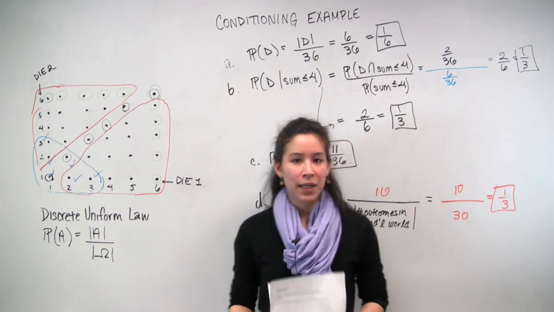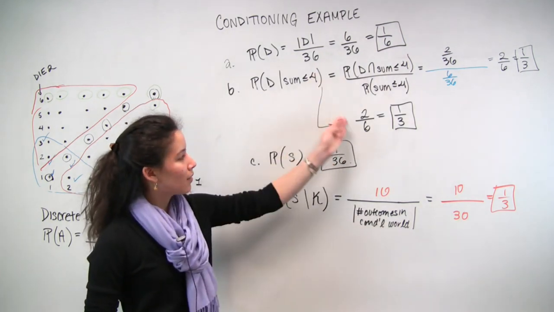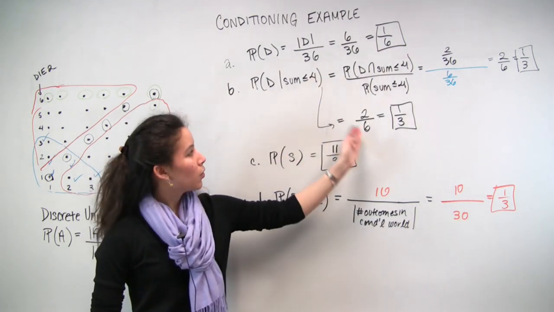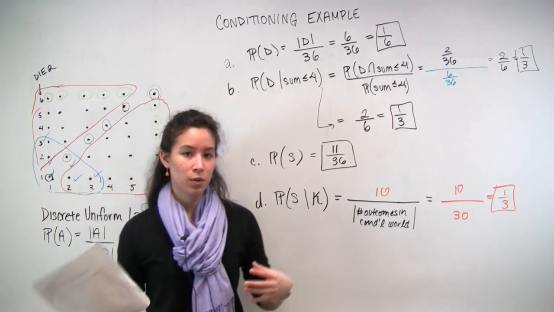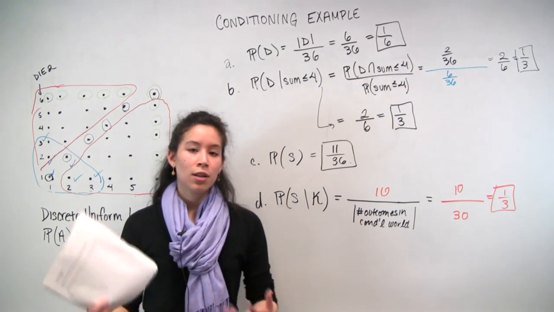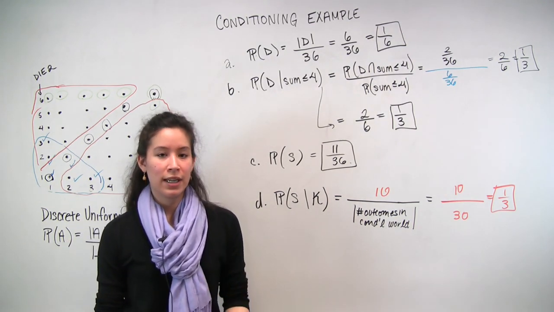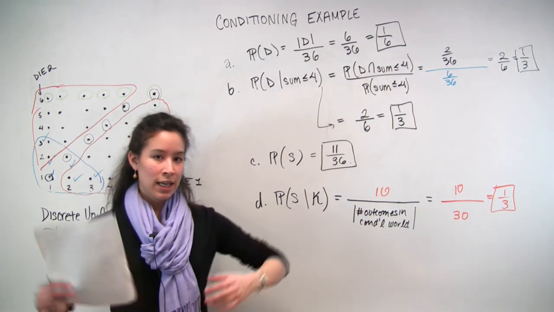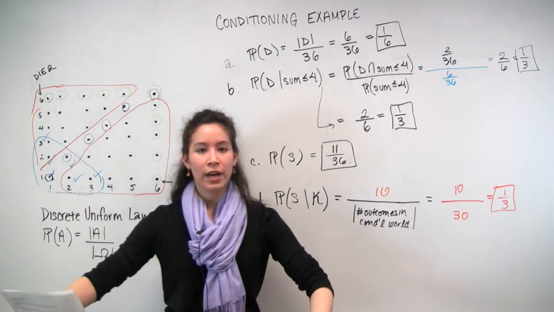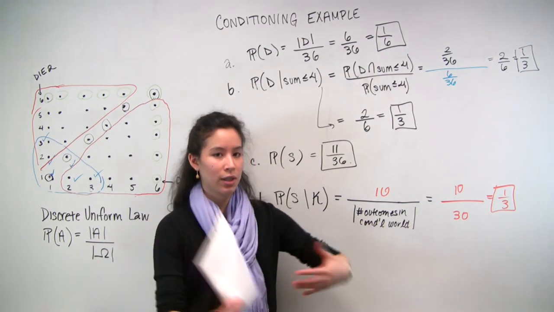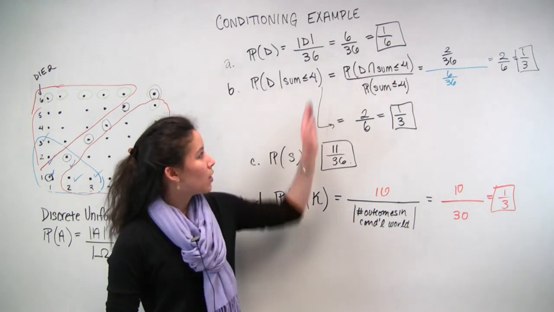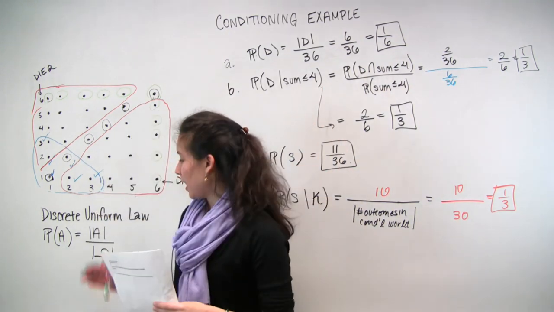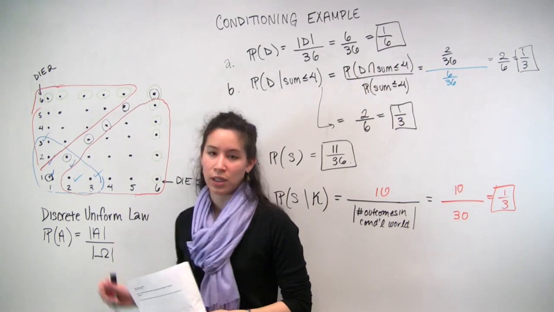And the second takeaway is the way we thought about conditioning. In your conditional world, when you condition, the relative likelihoods of the various outcomes don't change. So in our original universe, all of the outcomes were equally likely. So in our conditional universe, all of the outcomes are equally likely. And we saw it was much faster to apply a conditional version of the discrete uniform law.